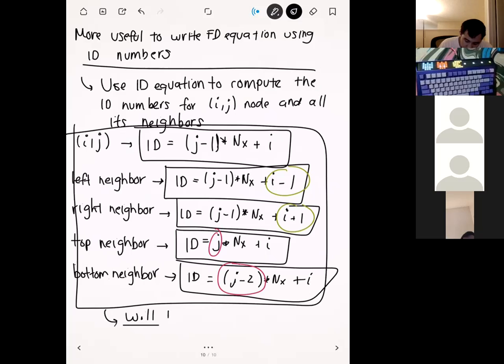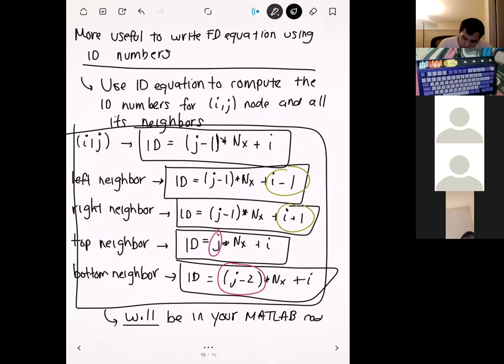So this will be in your MATLAB code. Because remember, when we're writing code, we're basically writing instructions for MATLAB to solve these problems for us. And so we want to spell it out as explicitly as we can for them.